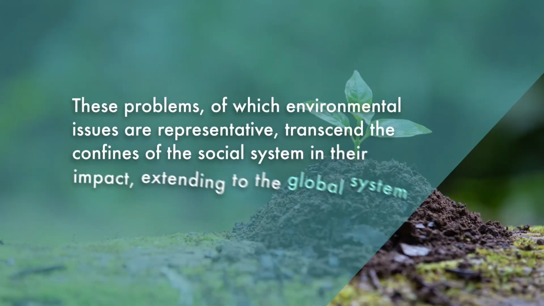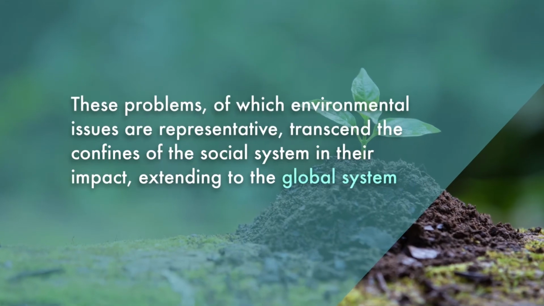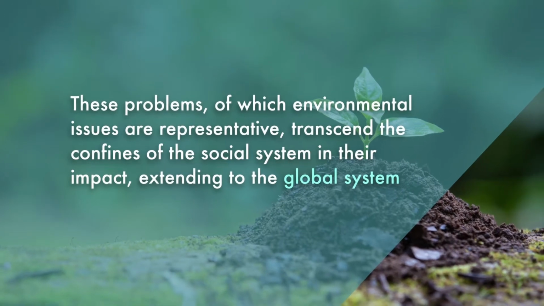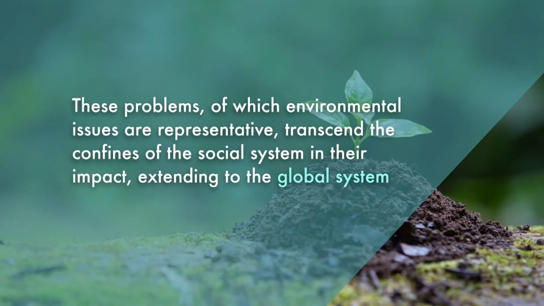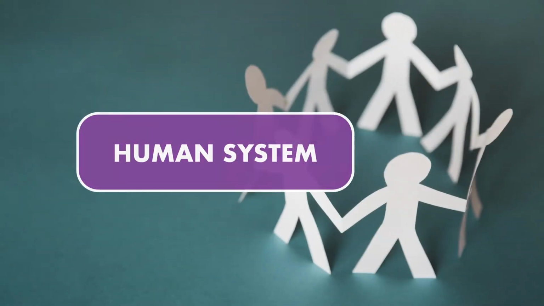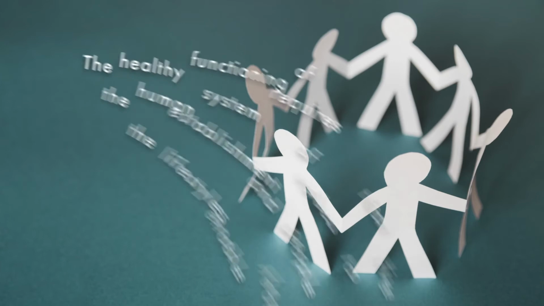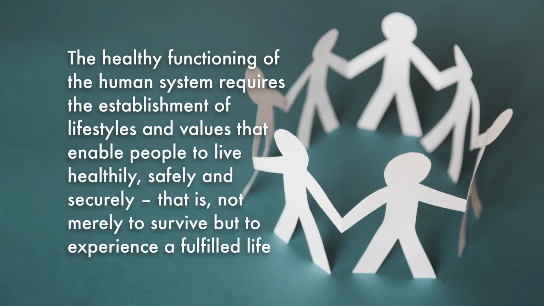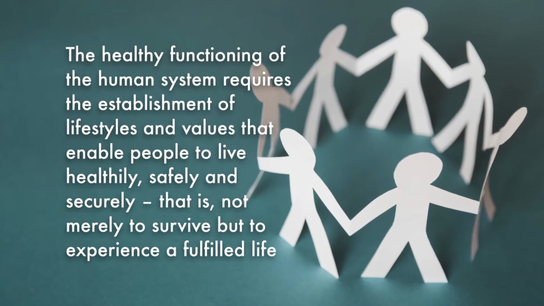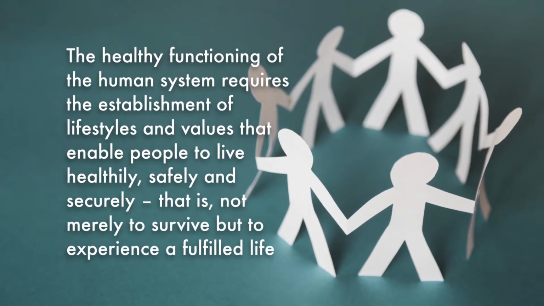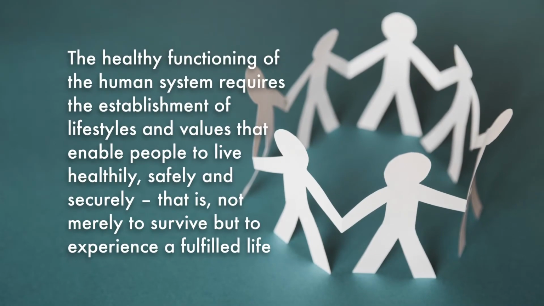So these problems, of which environmental issues are representative, transcend the confines of the social system in their impact, and extend towards the global system. Then the third system is the human system. It is the sum total of the factors affecting the survival of individual human beings. Of course, it is intimately connected to the social system. The healthy functioning of the human system requires the establishment of lifestyles and values that will enable people to live healthily, safely, and securely. That is not merely to survive, but to experience a fulfilled life.